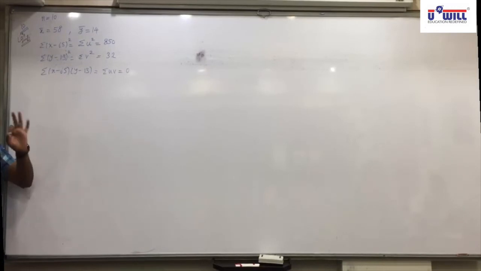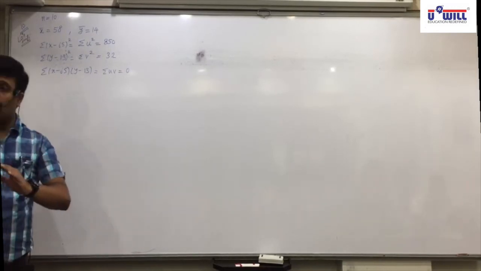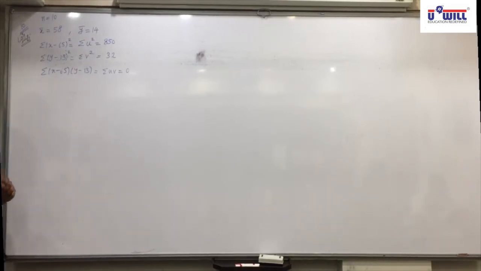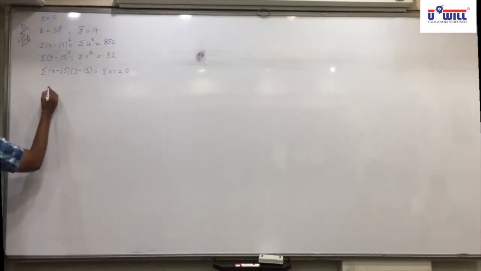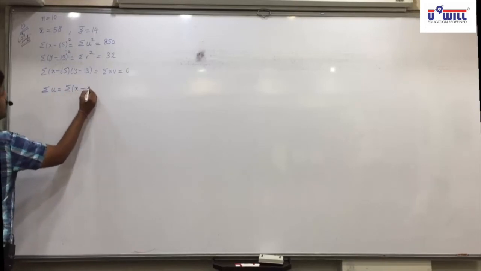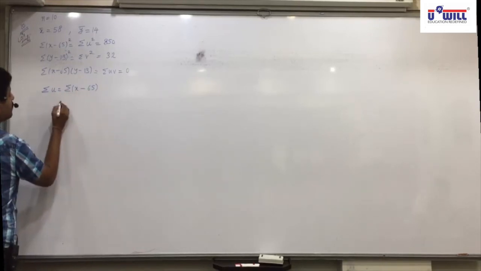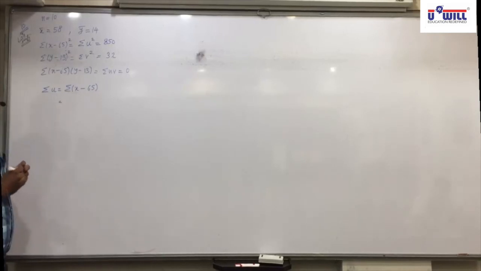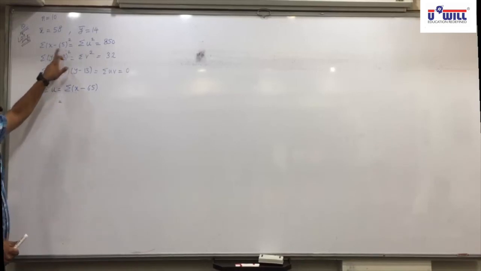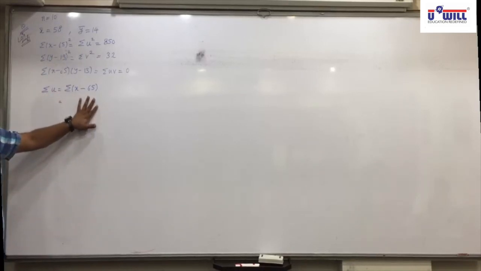Understand it for sigma u, and I want you to try on your own for sigma v. I'll show sigma v on the board, but first you'll try on your own. So understand sigma u completely. First of all, can I say sigma u will be equal to sigma of x minus 65? Yes, because what is u? x minus 65. So can I say sigma u will be sigma of x minus 65? Any confusion in that? Raise your hand if you did not understand it.